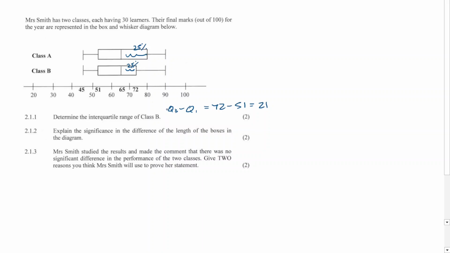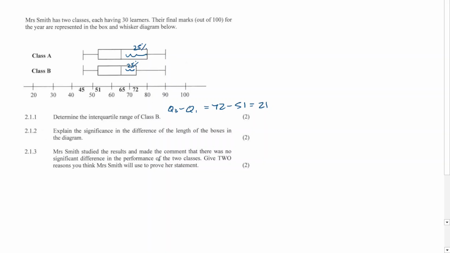And what that means is that the marks for class A are more widely spread between the median and the upper quartile, whereas class B performed a bit more consistently because that box is smaller.